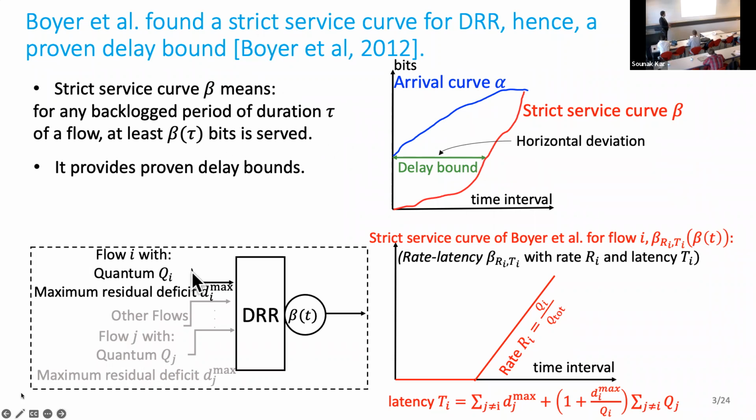So what Boyer et al. did: they assume a DRR server where for each flow we know the allocated quantum as well as the maximum residual deficit. Also, they assume that we have a strict service curve offered to the aggregate of the flows, a strict service curve for the DRR subsystem itself. And then here it is, the strict service curve of Boyer et al., which is in fact a rate-latency strict service curve with the following rate and latency.